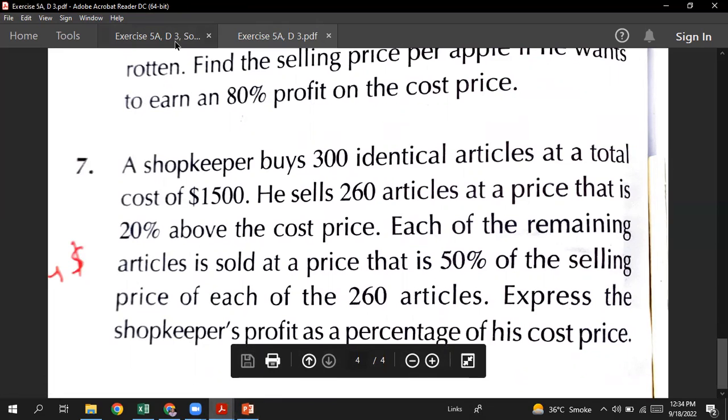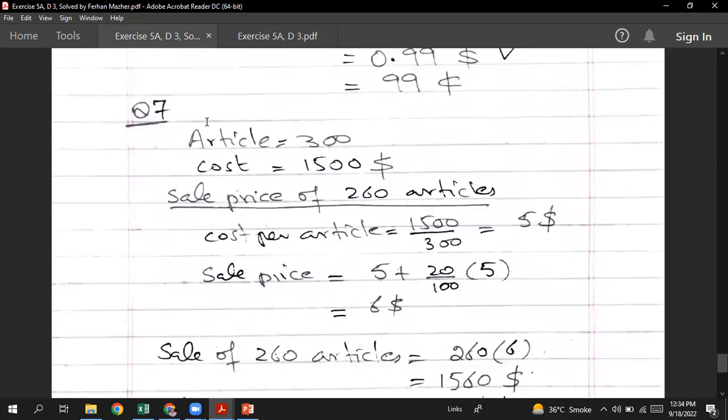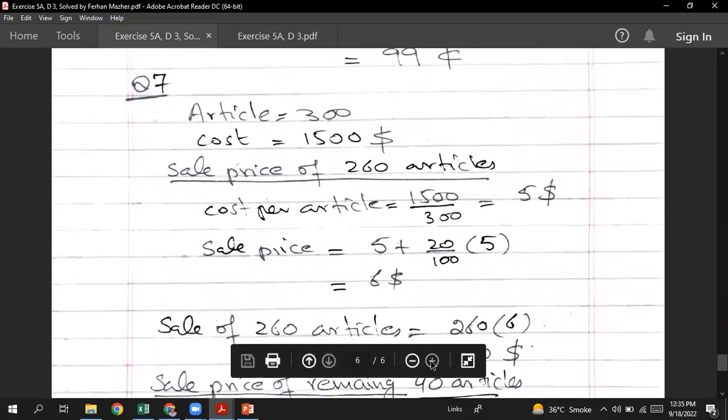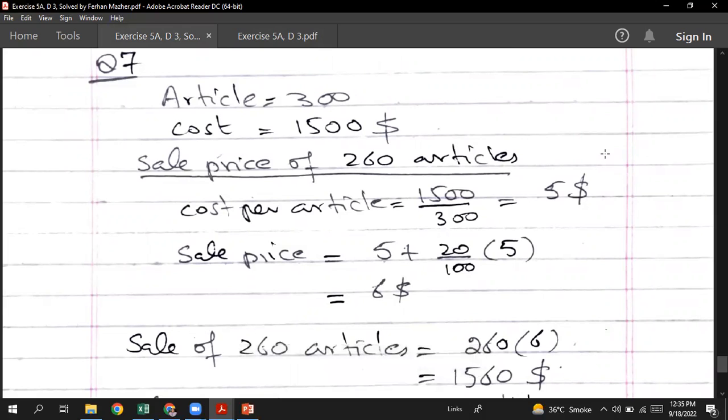Let me show you my solution. So you know there are a total of 300 articles. The cost is $1,500 for those articles. The cost price is 1,500 divided by 300, so each article costs you $5. They want a profit of 20% on each article. So the sale price of each article will be 5 plus 20 divided by 100 multiplied by 5. That will be $6.